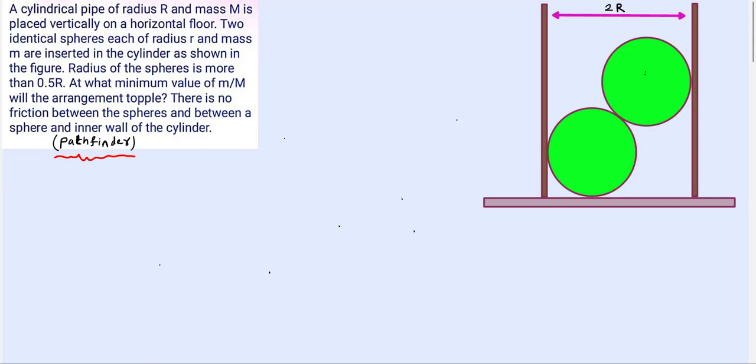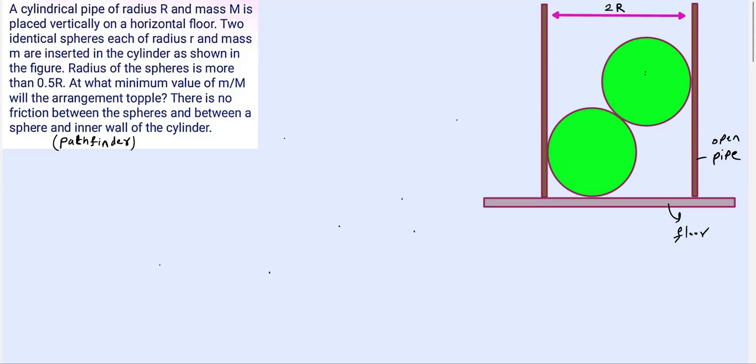I have a cylindrical pipe. There's a cylindrical pipe of radius r, so the diameter will be 2r. It's kept on the floor. This is the floor. This one is a pipe, an open pipe, open at both ends.